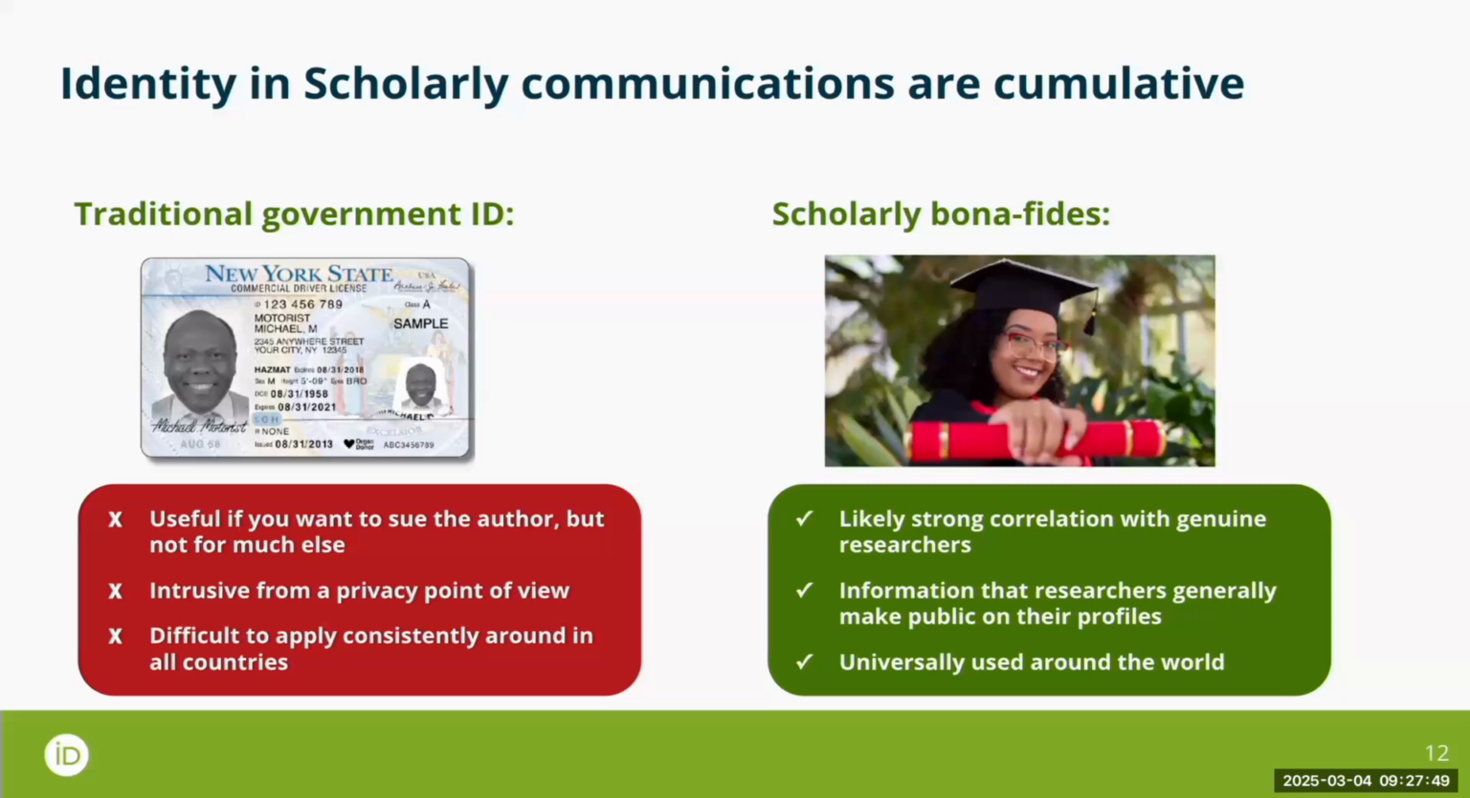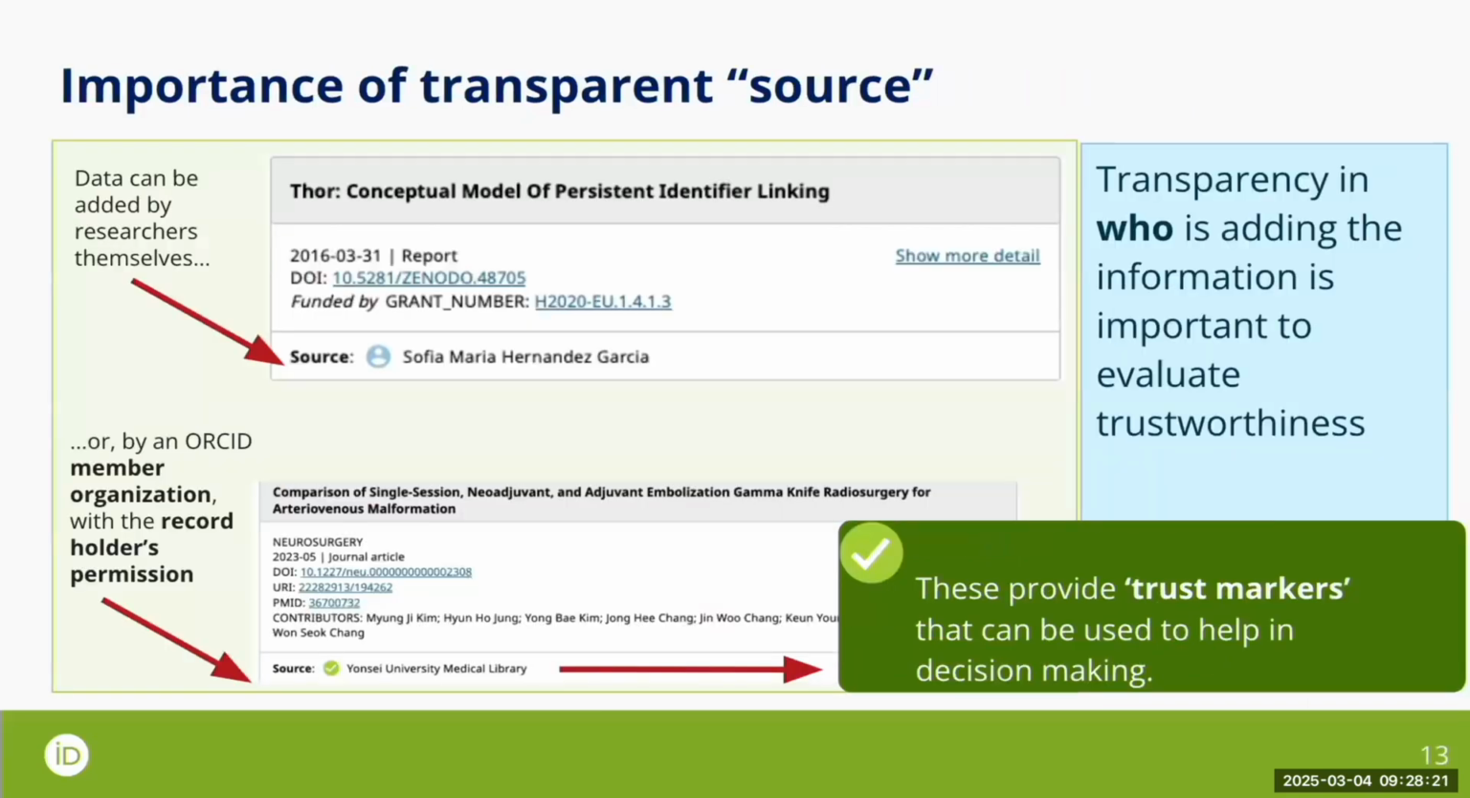The traditional government ID may be useful if you want to sue someone. Hopefully not. But in the scholarly world, it's more likely that we need to have strong correlation about the general researchers. It's more important to identify the work they did or the research affiliation they are with. And of course, this needs to be universally used because researchers are mobile. It's not just at the national level or the institutional level per se. And that's the ORCID record.